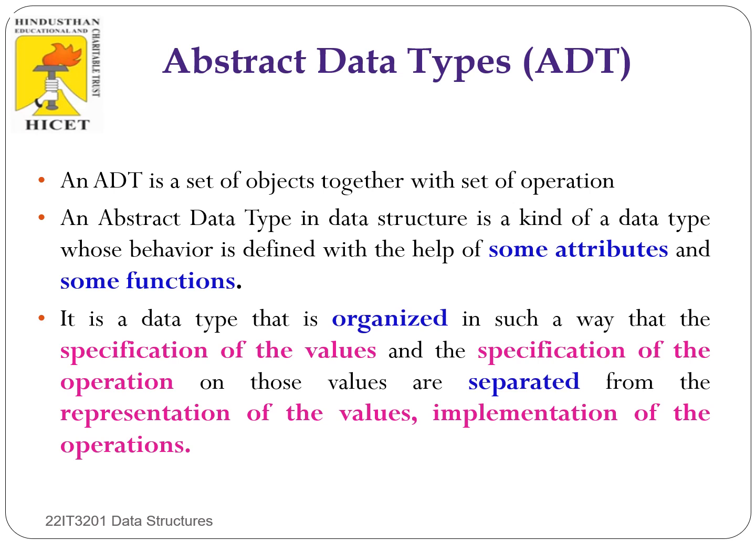The formal definition of abstract data type is, it is a data type that is organized in such a way that the specification of the values and the specification of the operations on those values are separated from the representation of the values and implementation of the operations.